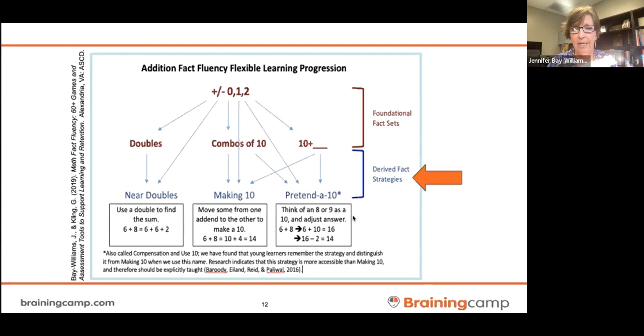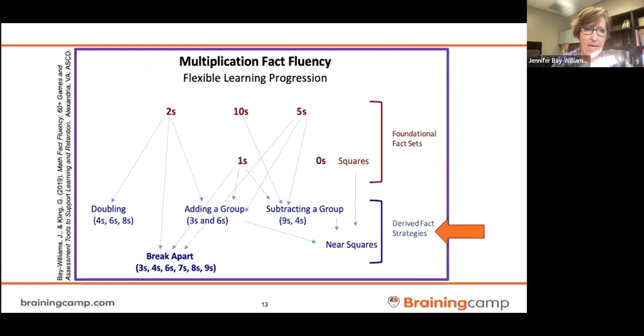And with multiplication, similarly, there's not that many strategies. There's this idea of doubling, adding on a group or two groups, subtracting a group, and then near squares, which is basically adding a group or subtracting a group, depending on which square you're using. And all of these are really break apart strategies.